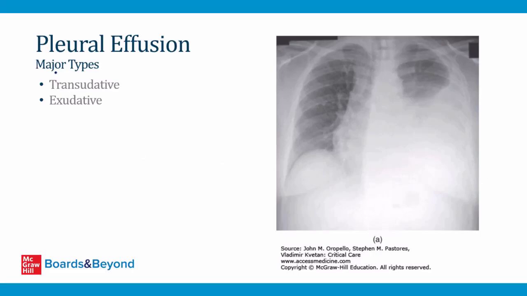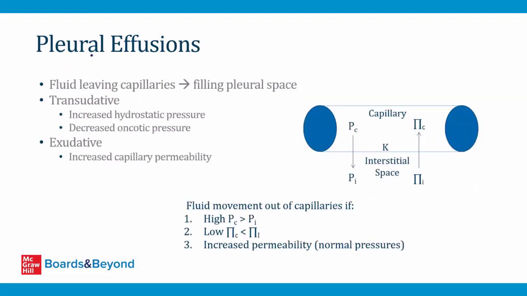but before we get to that, you need to understand that there are 2 major types of pleural effusions. One is called transudative, the other is called exudative, and they're distinguished from one another by the characteristics of the fluid in the pleural space, and that's what we're going to talk about now. To understand the difference between transudative and exudative effusions, you first have to appreciate that in both types of effusions, fluid is leaving the capillaries and filling the pleural space. That's what's causing the accumulation of fluid.